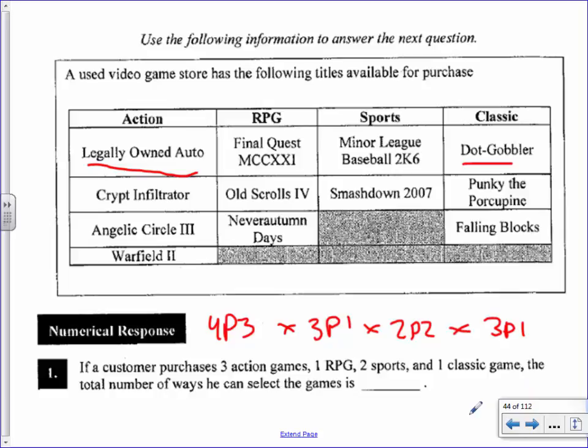Tetris. Punky the Porcupine. Sonic, I think. Yeah. Does that make sense?